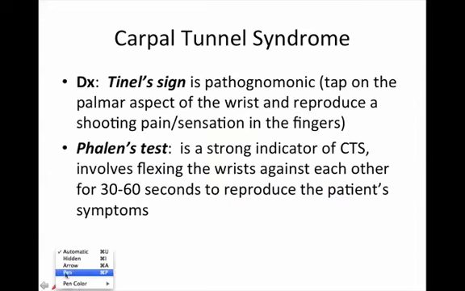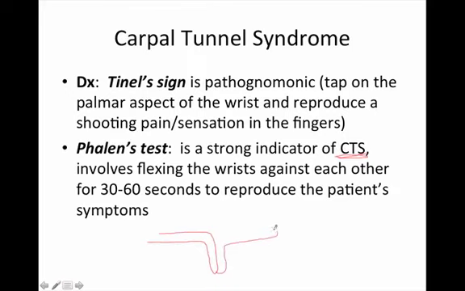The other one is Phelan's test. This is also a strong indicator of carpal tunnel syndrome. So you take both of the patient's hands, and you're going to place them at a 90-degree angle to each other. So here's the arms, here's the wrist, here's the fingers. And we're going to have them hold that for 30 to 60 seconds. And if this does reproduce the same findings, the same pain, then that's a positive Phelan's test.